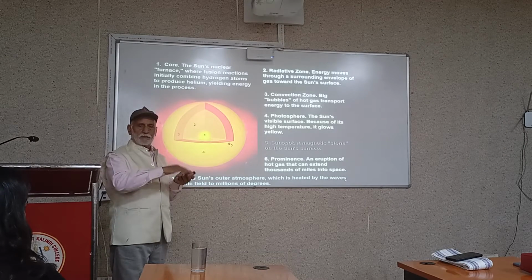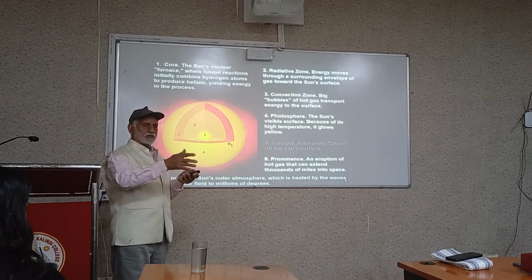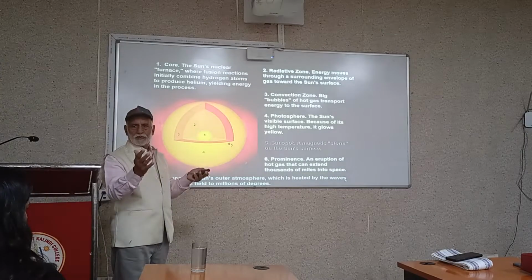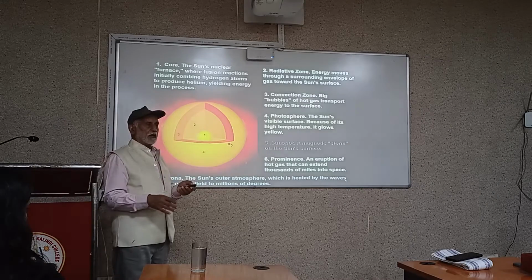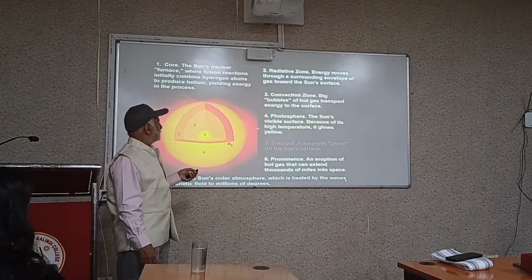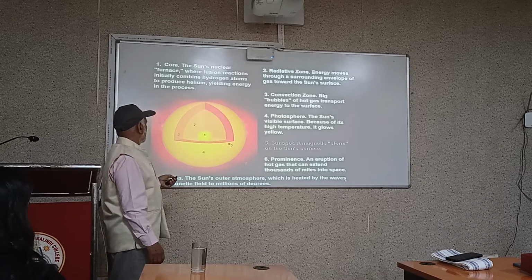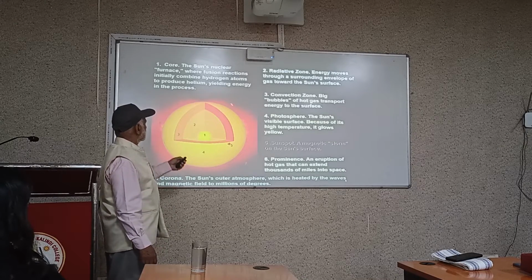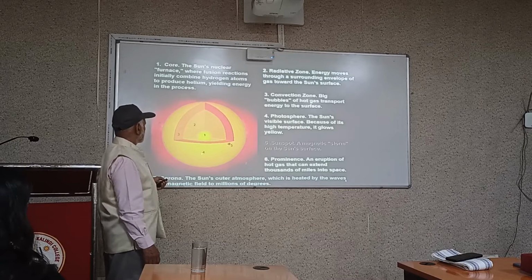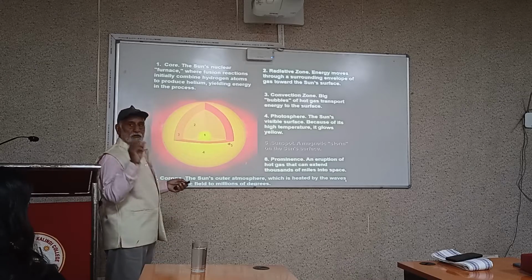And because the temperature is around 5,000–6,000 degree Kelvin, we get white light, because the emission depends on the temperature, as I mentioned before. And on the outer surface, this is the photosphere, and on this there are spots.